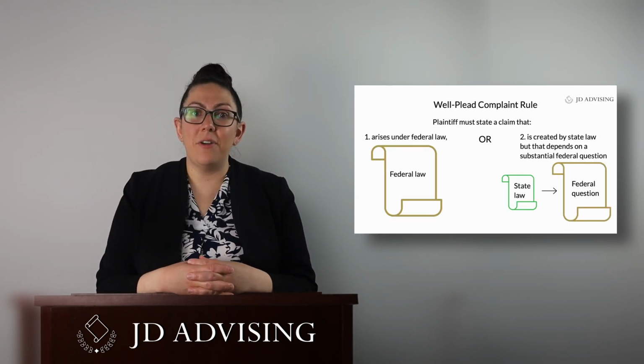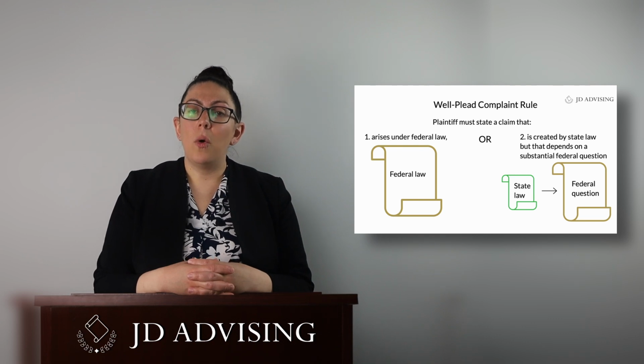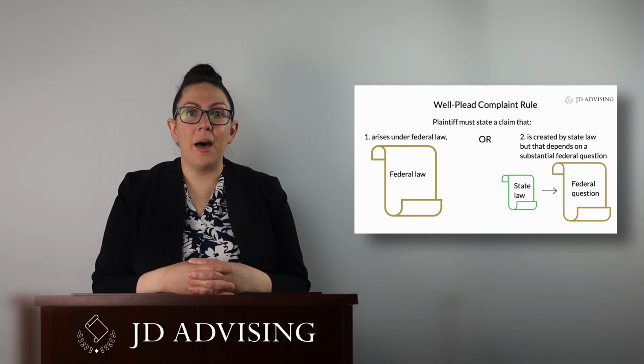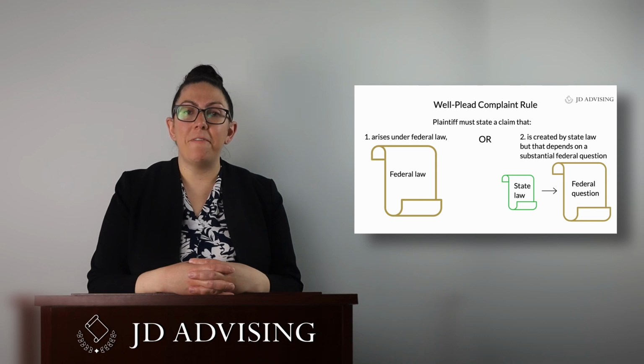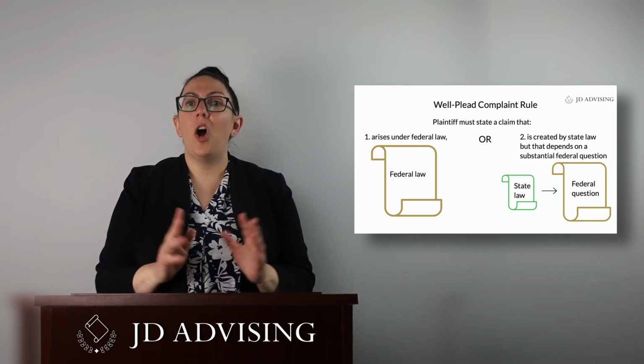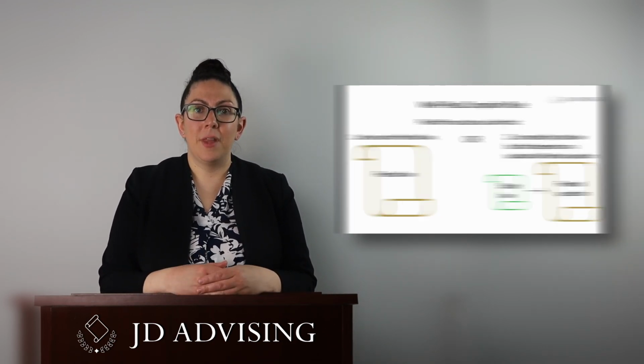So federal question jurisdiction exists over cases that involve a claim that is either created by federal law or is created by state law but depends on a substantial federal question. The well-pled complaint rule states that the federal issue must appear on the face of the plaintiff's complaint. You should mention all of this in your rule statement for federal question jurisdiction.